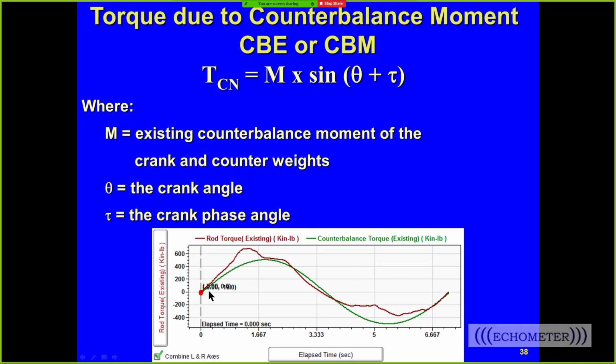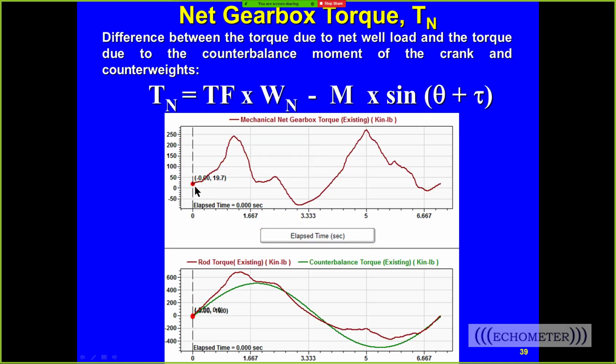Okay, so there's the rod torque in red and the counterbalance torque in green, and the difference is the net torque. So the net torque is the rod torque minus the counterbalance torque. The red minus the green equals this, and so here's our net torque.